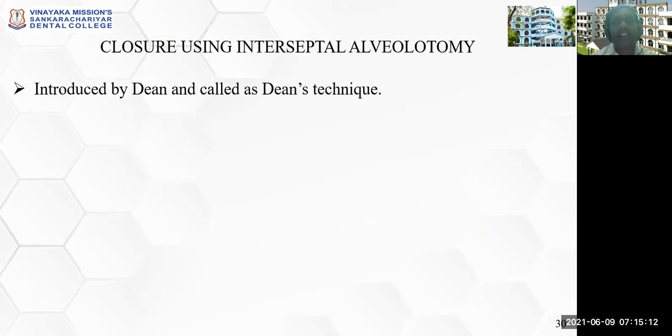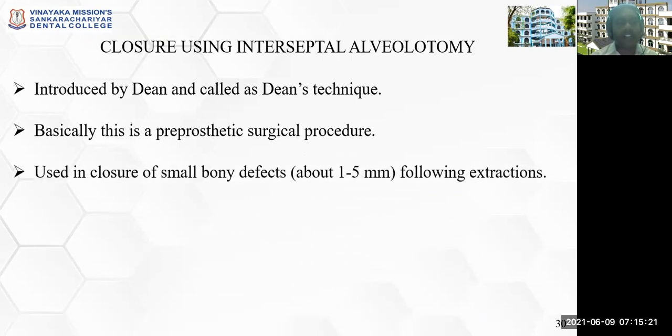So again, the next technique, interseptal alveolectomy. This is advocated by Dean. It's called Dean's technique. Basically, this is a pre-prosthetic procedure used to close small bony defects about 1 to 5 mm following extraction.